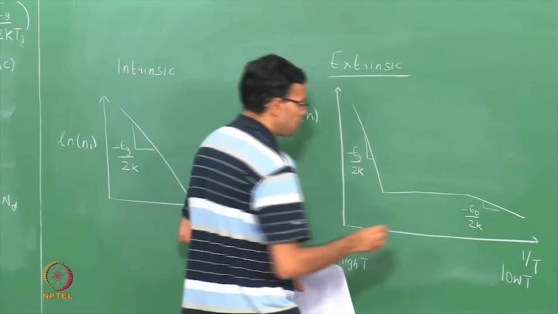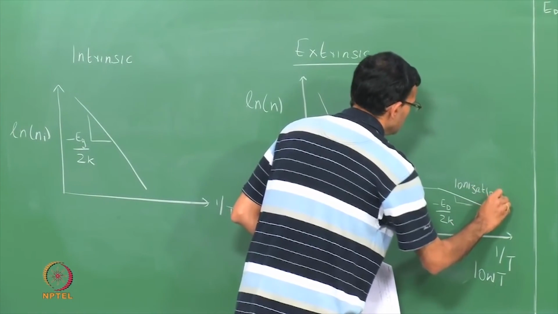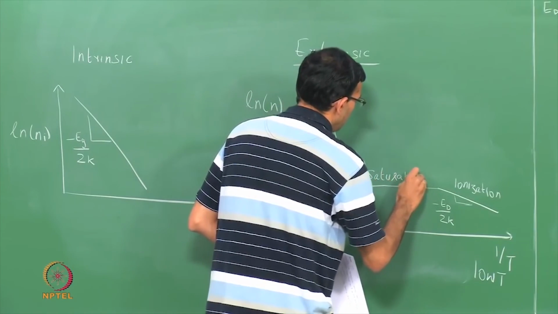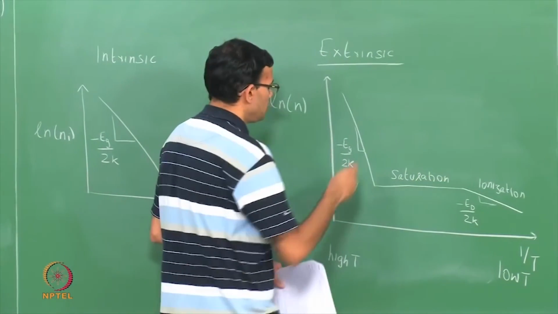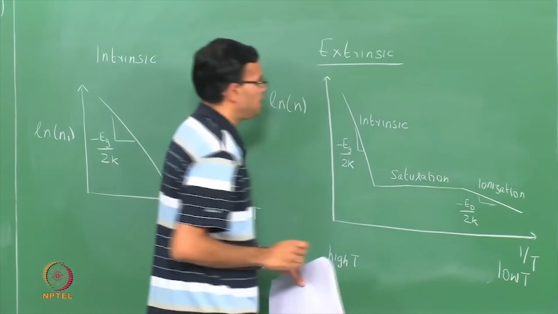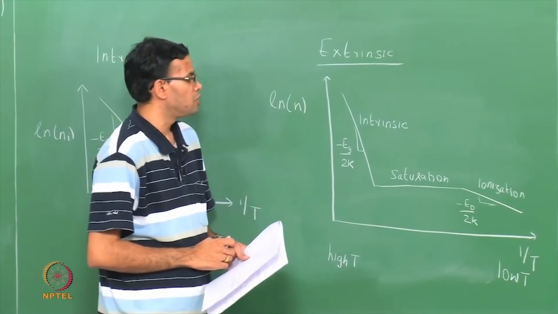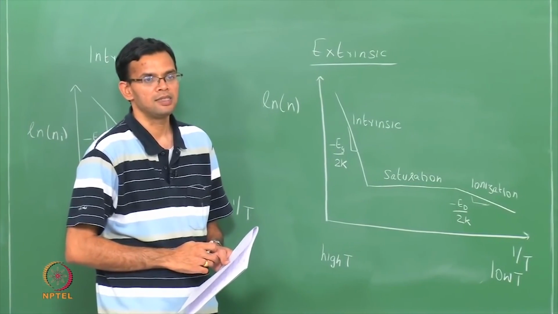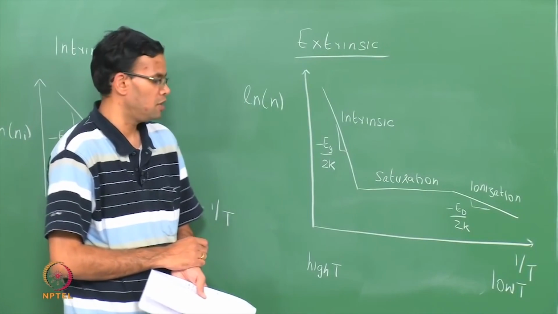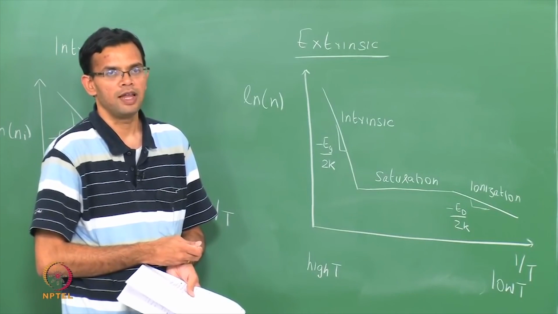So, we have three regimes: an ionization regime, a saturation regime where the carrier concentration is almost a constant, and then finally an intrinsic regime where the material starts to behave like an intrinsic semiconductor. So, we will stop here for today. In the next class we will look at how the conductivity changes as a function of temperature, and we will also look at the effect of doping on the mobilities of electrons and holes.